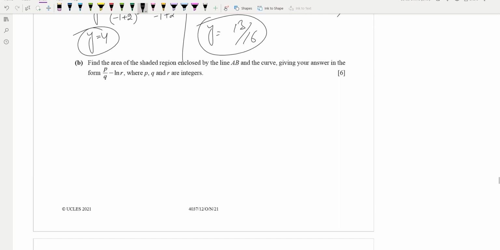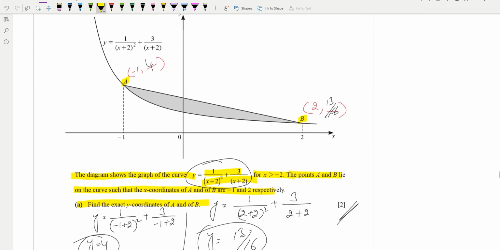Now B part says find the area of the shaded region enclosed by the line AB and the curve, giving your answer in the form P over Q minus log R, where P, Q and R are integers, and this is a 6 marks question. So this is the shaded region.